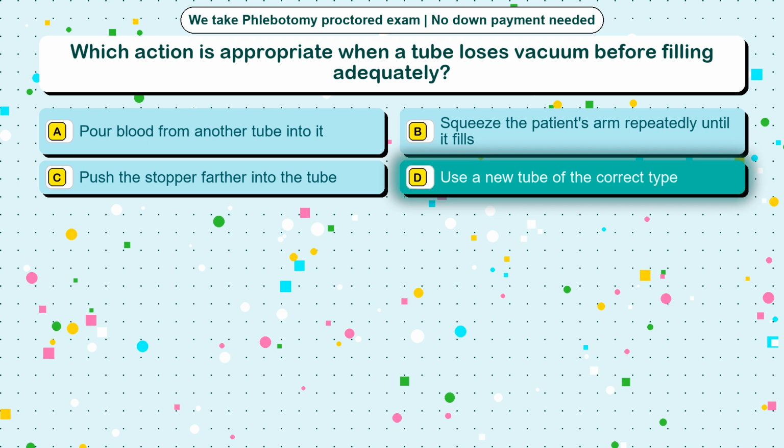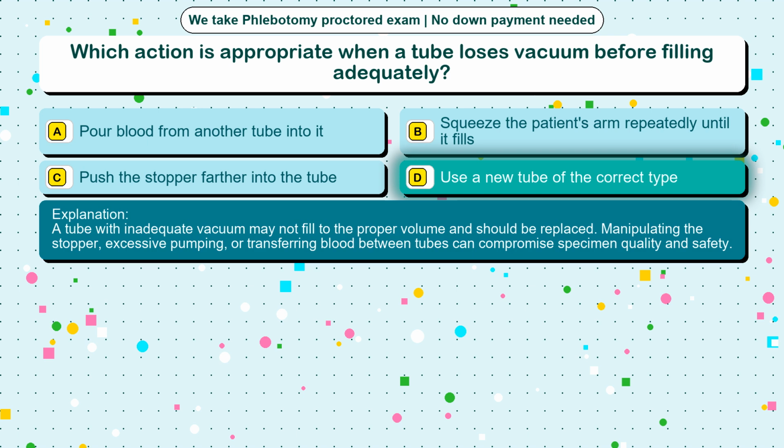The correct answer is option D, use a new tube of the correct type. A tube with inadequate vacuum may not fill to the proper volume and should be replaced. Manipulating the stopper, excessive pumping, or transferring blood between tubes can compromise specimen quality and safety.